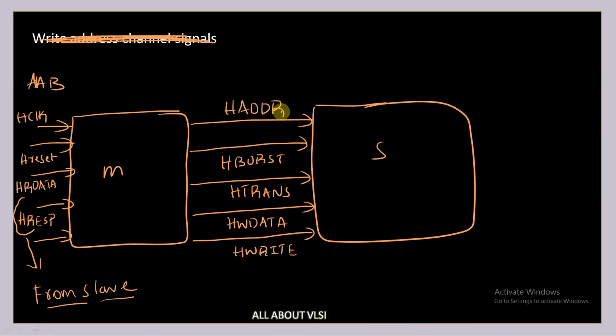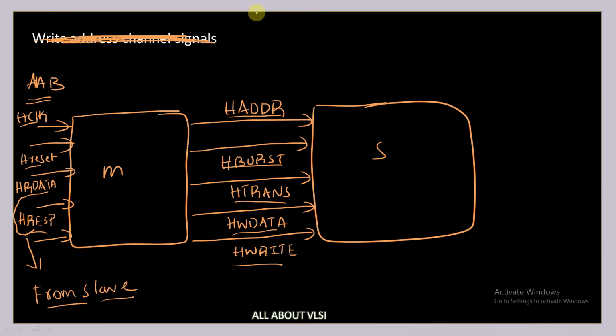So these are the signals which are associated in our AHB protocol, where we are going to have HCLK, HRESETn, and the master is going to provide the HADDR information, HBURST information, HTRANS information, HWDATA, HWRITE, and it is going to receive HRDATA and HRESP. So these are the signals which are associated.